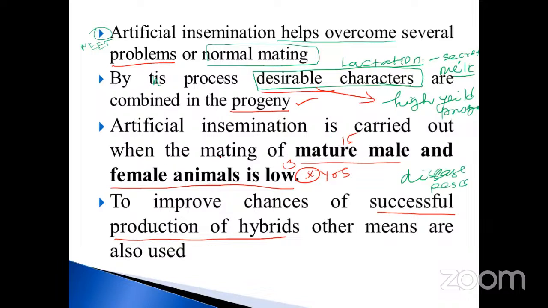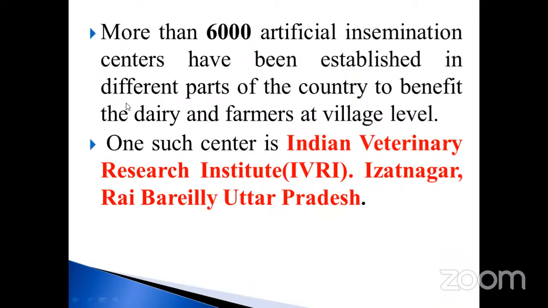Artificial insemination is carried out when mating of mature male and female animals is low, to improve the chances of successful production of hybrids. This is also very important, already discussed. Listen carefully, my dear students: more than 6,000 artificial insemination centers have been established in different parts of the country to benefit dairy farmers at village level. One such center is the Indian Veterinary Research Institute. This is very, very important.